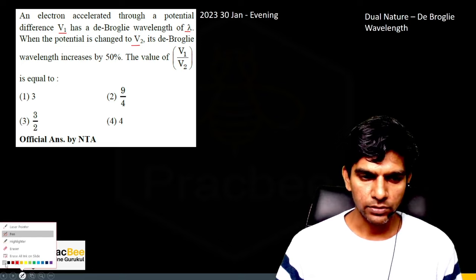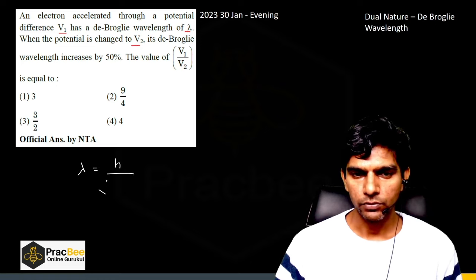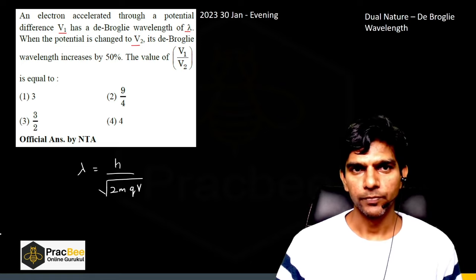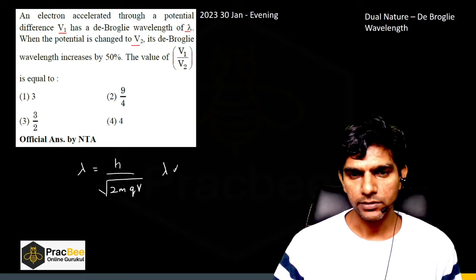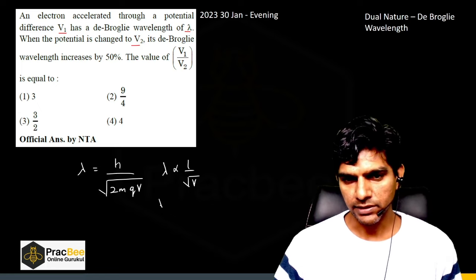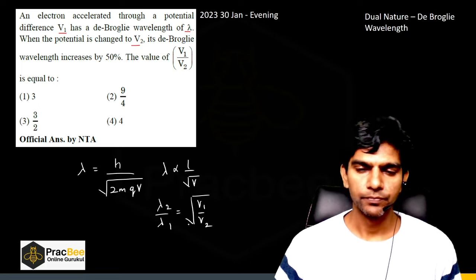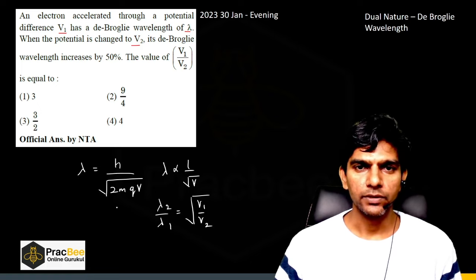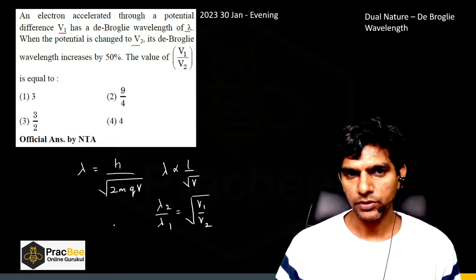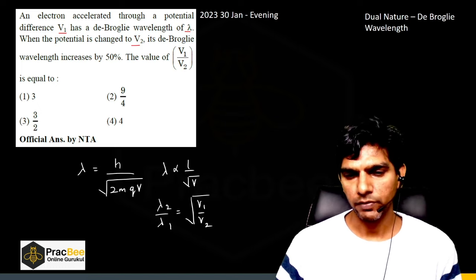So we know the relation of de Broglie wavelength in terms of potential difference. It will be h upon root 2 m q V. Since the charged particle is the same, we are talking about the electron, q is constant, mass is constant, h is constant. So we can say lambda is inversely proportional to the square root of potential difference. So from here we can say lambda 2 by lambda 1 will be square root of V1 by V2. And we have given that lambda has increased by 50% because the potential will obviously decrease. If the potential is decreasing, the lambda will increase.